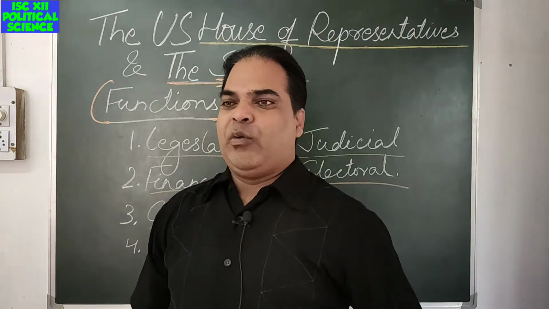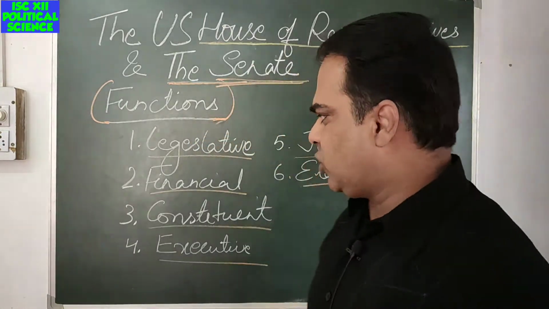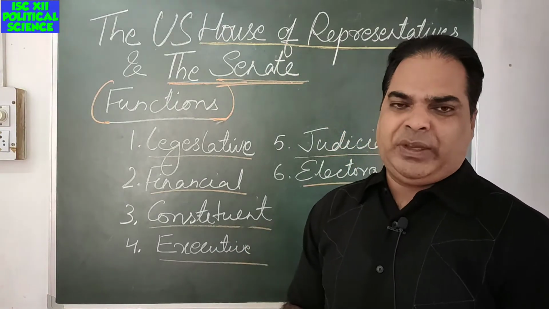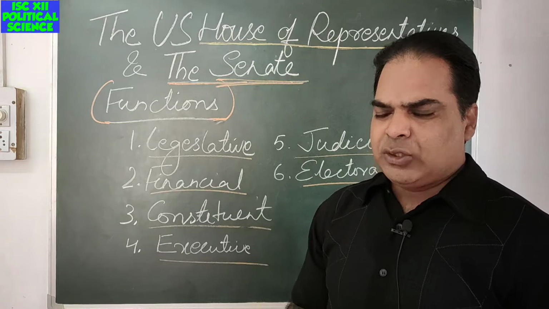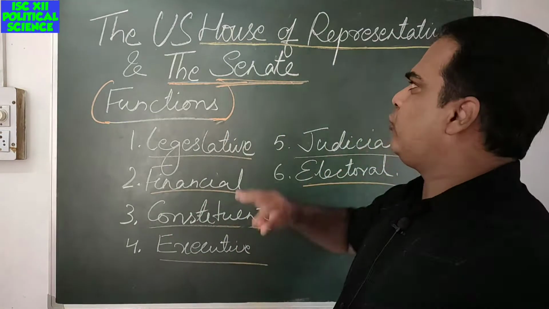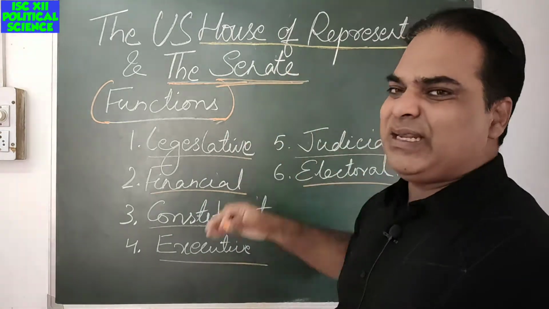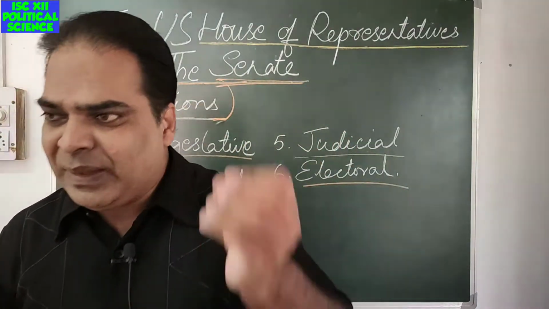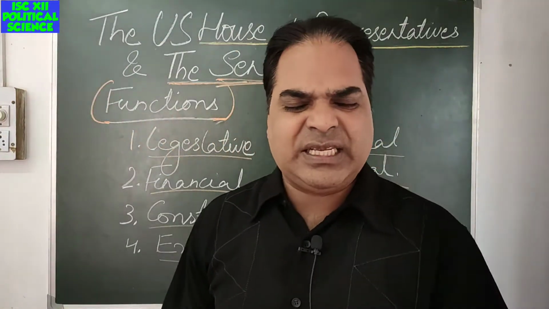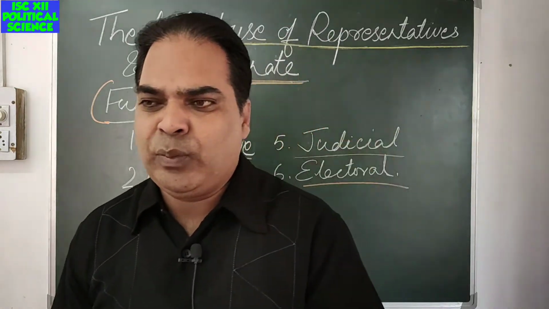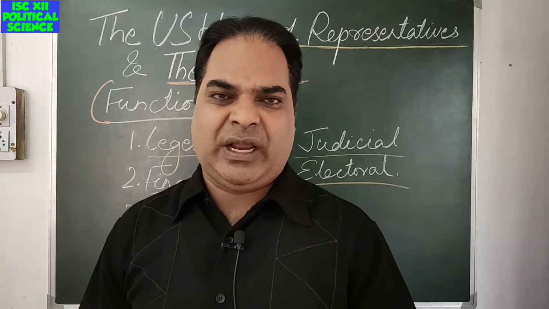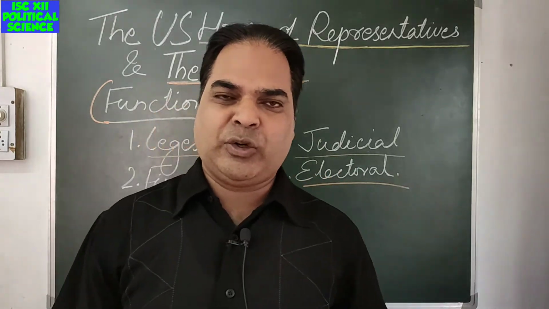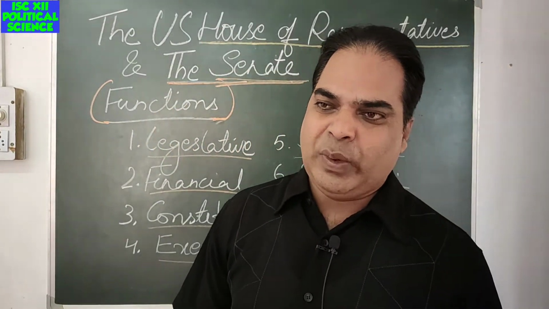Okay. Now, next one is Constituent Function. Like amendment to be done in the Constitution. So here also both the House of Representatives and the Senate enjoy co-equal powers. In order to bring any changes in the Constitution, the approval of both the houses is required. A 2/3 majority of both the houses is required to bring certain amendments in the US Constitution.